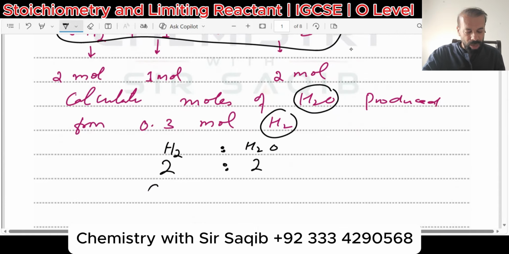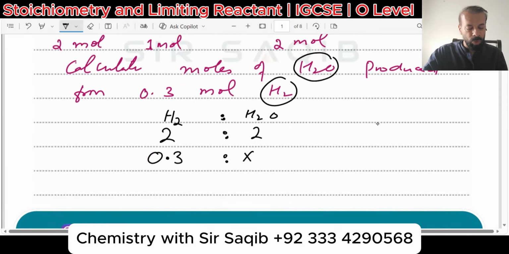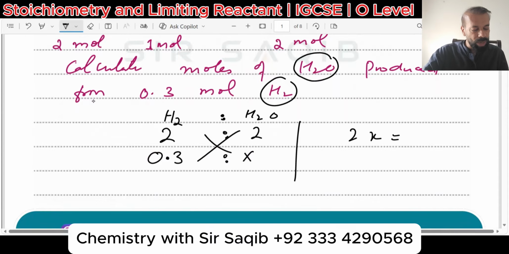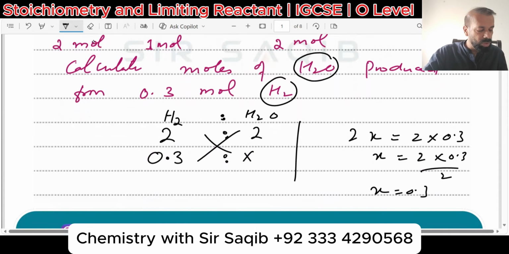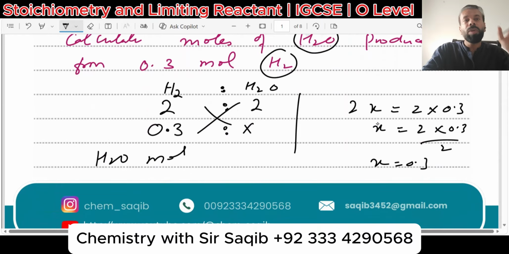And you are given to calculate from 0.3 mole of hydrogen. So what will be the number of moles formed from 0.3? So as you do in your ratio method, 2x is equal to 2 times 0.3. So x is equal to 2 into 0.3 over 2. x is equal to 0.3 mole. Got it? You got this? How you will calculate moles from a given equation.